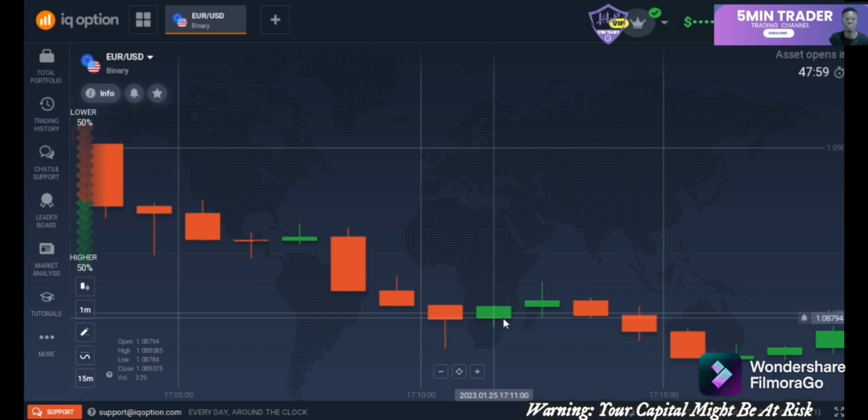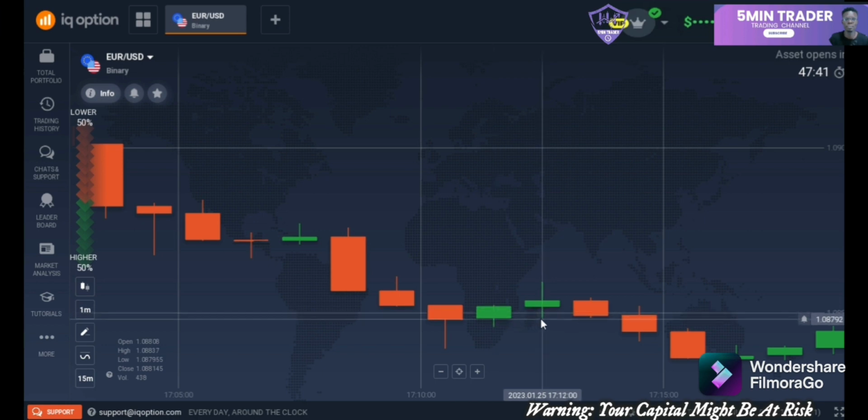And then for this candle, it opened here, then the sellers came and pushed it to this level, and then the buyers came and pushed it all the way above the open position, and it closed at the top. That's why the candle is green.